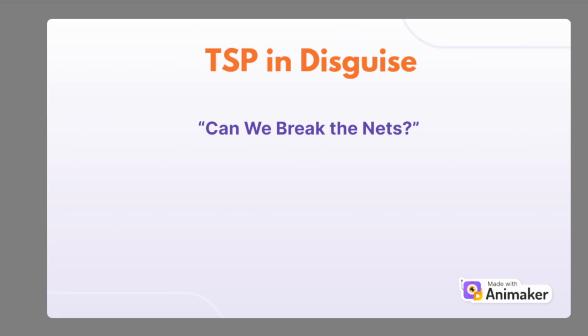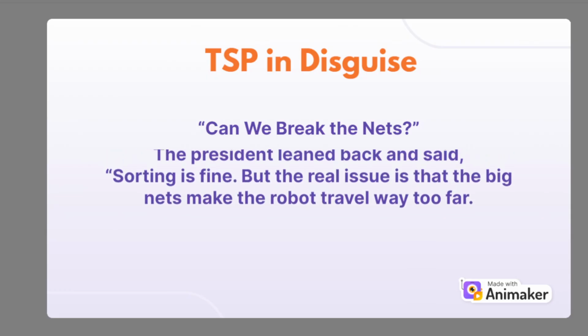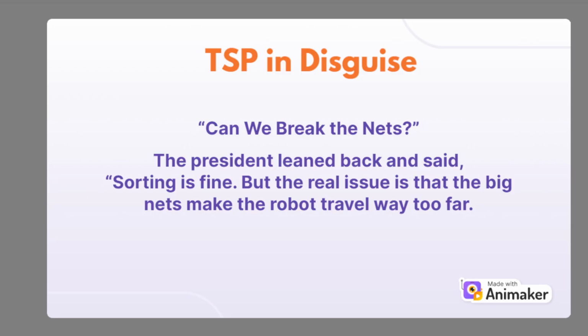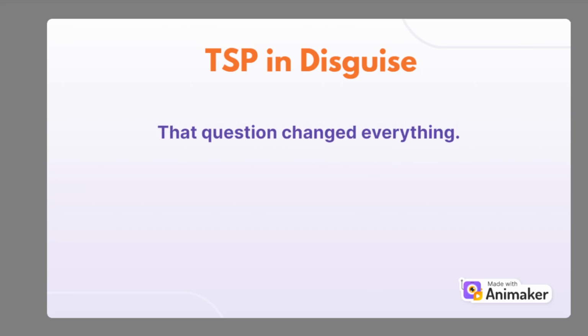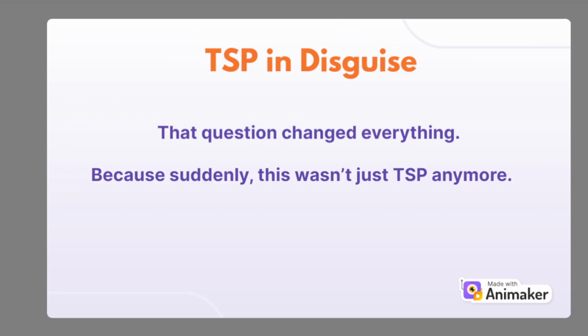And they asked me, can we break the nets? The president leaned back and said, sorting is fine, but the real issue is that the big nets make the robot travel way too far. Isn't there some way to break these huge nets into smaller ones? That question changed everything, because suddenly, this wasn't just a traveling salesman problem anymore. It was a graph problem.